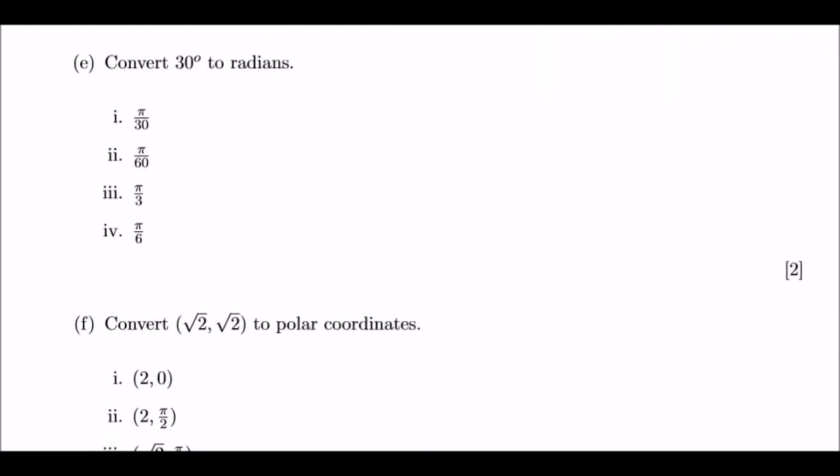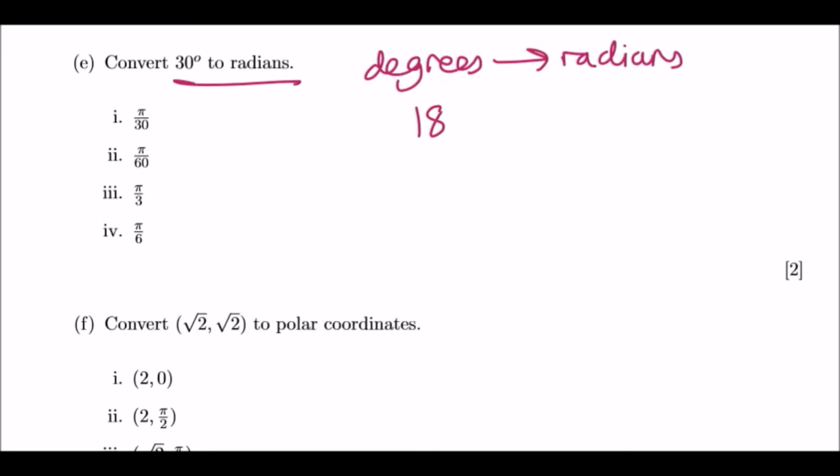So convert 30 degrees to radians. So this is just an idea of changing degrees to radians. And all you have to really know is that we always need a start point. So we always use 180 degrees as our base, because this is equal to pi radians. Okay? So I'm going to use the ratio symbol because that's better used to represent this. So every 180 degrees is pi radians.